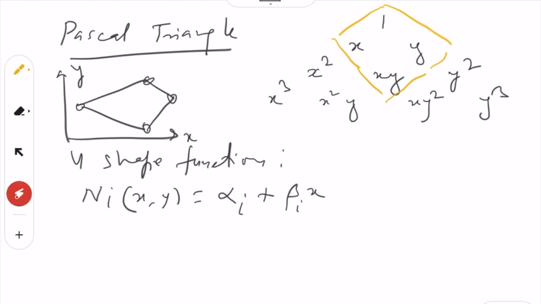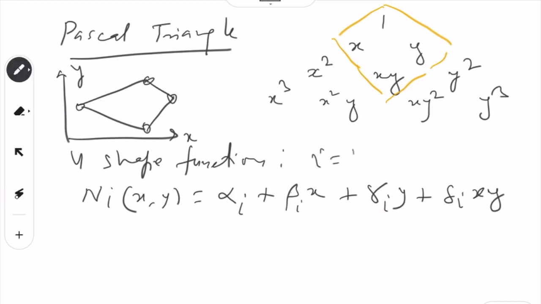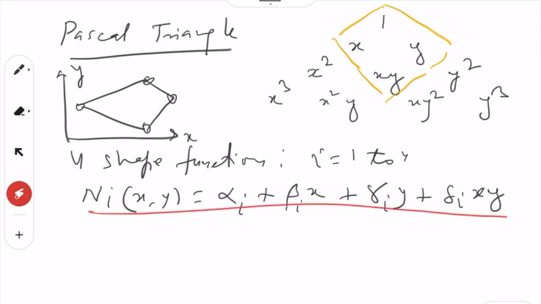If you take 1, x, y and y square, then this is more biased towards y square, meaning the element will be quadratic in y but linear in x, which is not good. If we have 1, x, y and xy, this makes it symmetric in x and y both. Hence we can write the shape function as alpha_i plus beta_i x plus gamma_i y plus delta_i xy. Since there are 4, i equals 1 to 4.